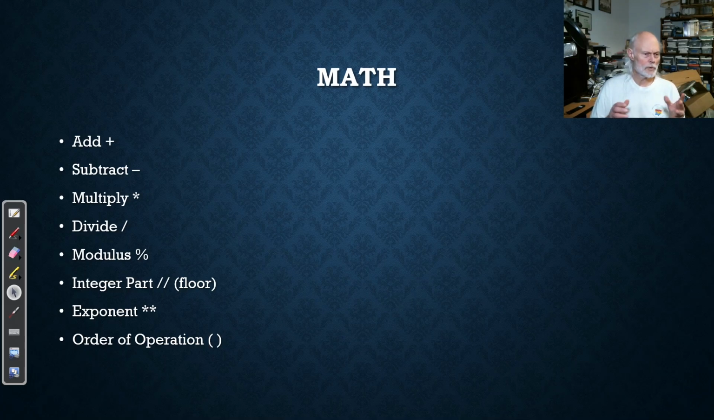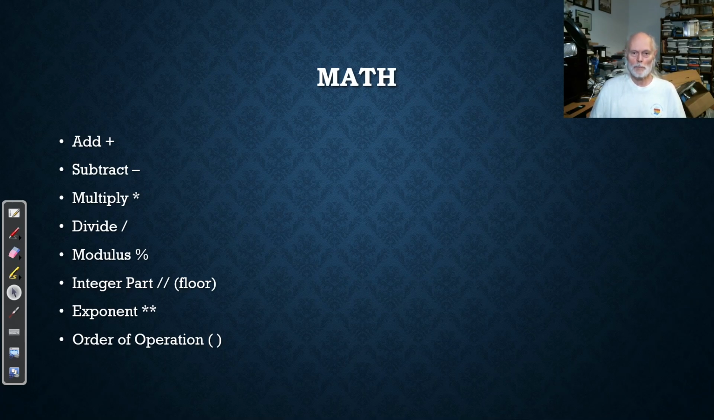In this video, we're going to look at math operations in Python, and we have those that you would expect: addition and subtraction with a plus and a minus, multiplication and division with an asterisk and a slash. We have a modulus operator that will do an integer division and return the remainder. We have an integer part that does the division and returns only the integer portion of that division.